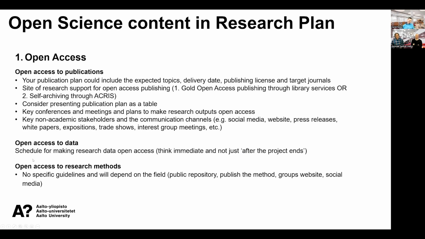The Academy likes you to consider, even though there are no specific guidelines on this, how you're going to make your research methods open access. It depends on your field. A public repository might be appropriate, for example, GitHub. You could publish the method in a traditional journal. You could include your methods on your group's web page and maybe even social media. I'm not sure. But at least you should have a plan for making your research methods open access.